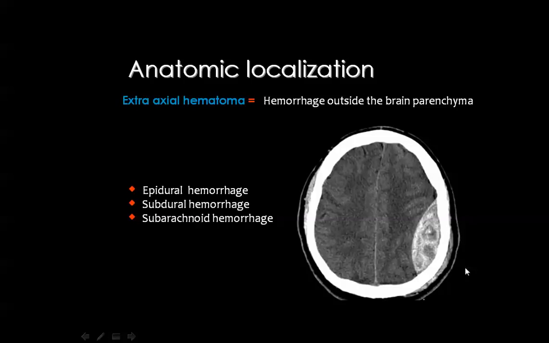But if you see hematoma which is adherent to the calvarial bones, the inner table of the calvarium, and this hematoma is running parallel to the calvarial bones, then you think that this hemorrhage is not inside the brain parenchyma, it should be outside the brain parenchyma. And outside the brain parenchyma, we have 3 spaces: the epidural space, the subdural space, and the subarachnoid space. The subarachnoid space, we finished with it.